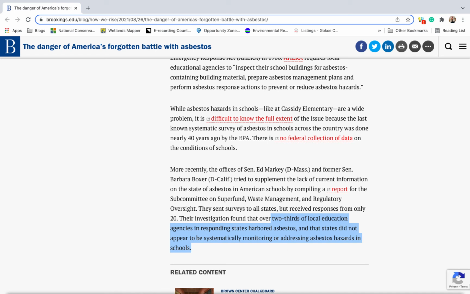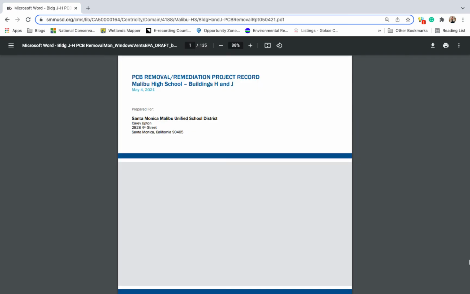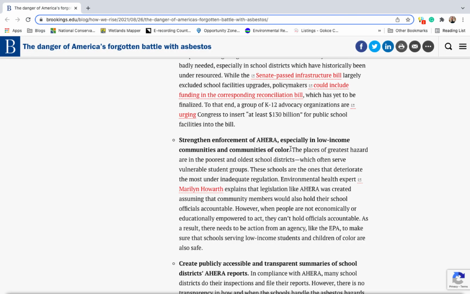But what happened in the case of Malibu High? The school district eventually agreed to remove PCB-containing material from various buildings. Sadly, such removal programs are not mirrored in the many less wealthy neighborhoods that are at greatest risk for environmental contamination.